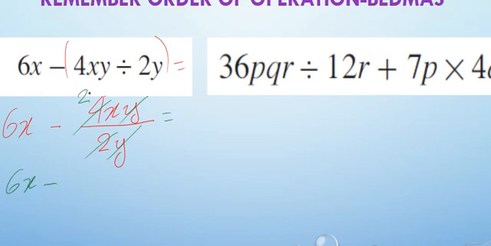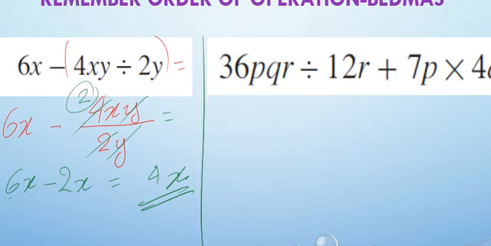6x minus 2x. So what's my answer? x, the common factor, 6 take away 2, 4. What about this one? What about this one?